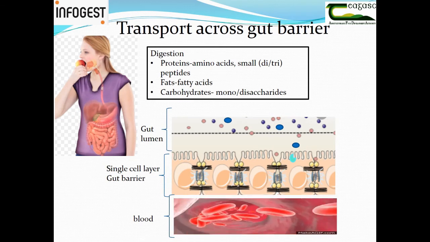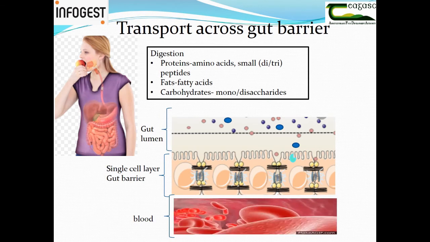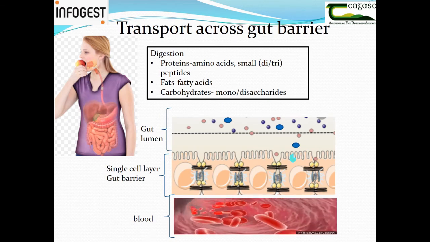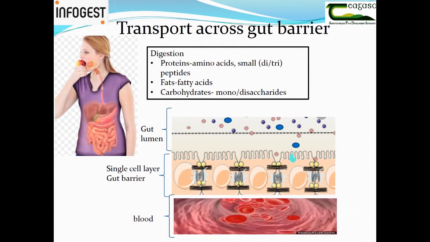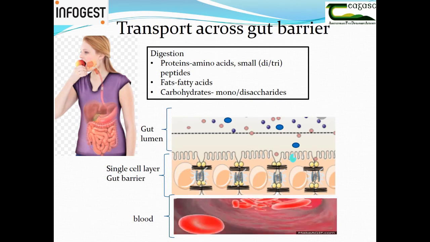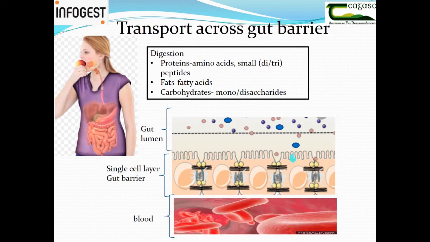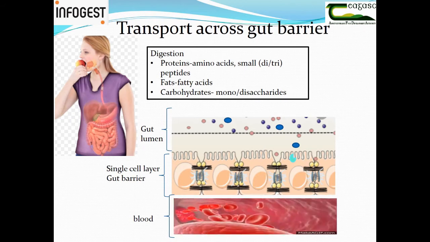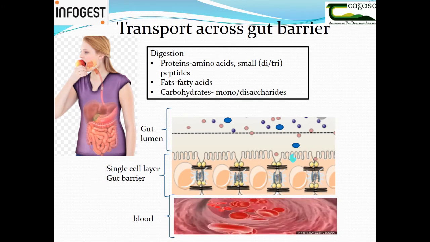So how is food transported across the gut barrier? Well, if we talk about food digestion first, obviously the proteins go into amino acids, into small peptides, di and tripeptides, the fats into fatty acids, the carbohydrates into monosaccharides and disaccharides. So the gut lumen has all of this mixture of free amino acids, fatty acids, monosaccharides. But it has to be transported across that single layer of cells, that gut barrier, to get to the bloodstream.